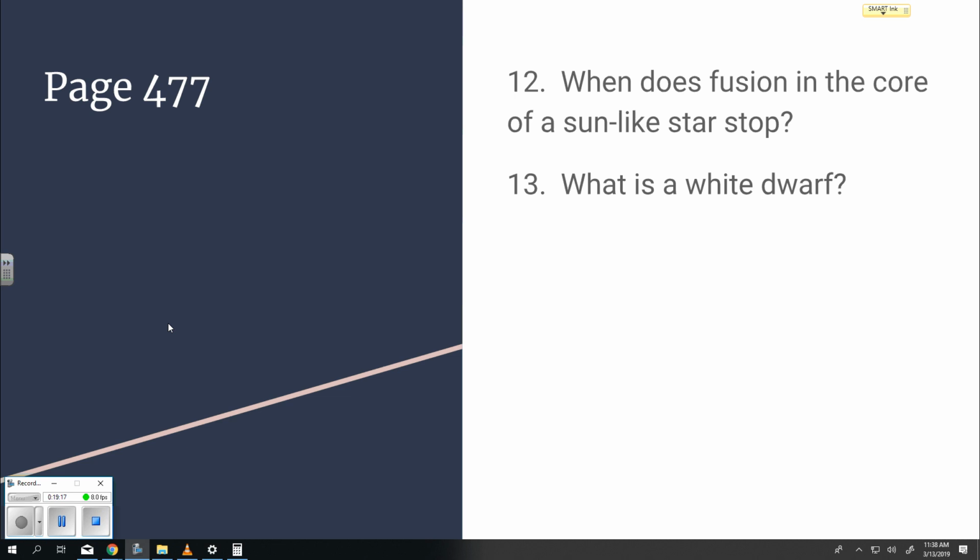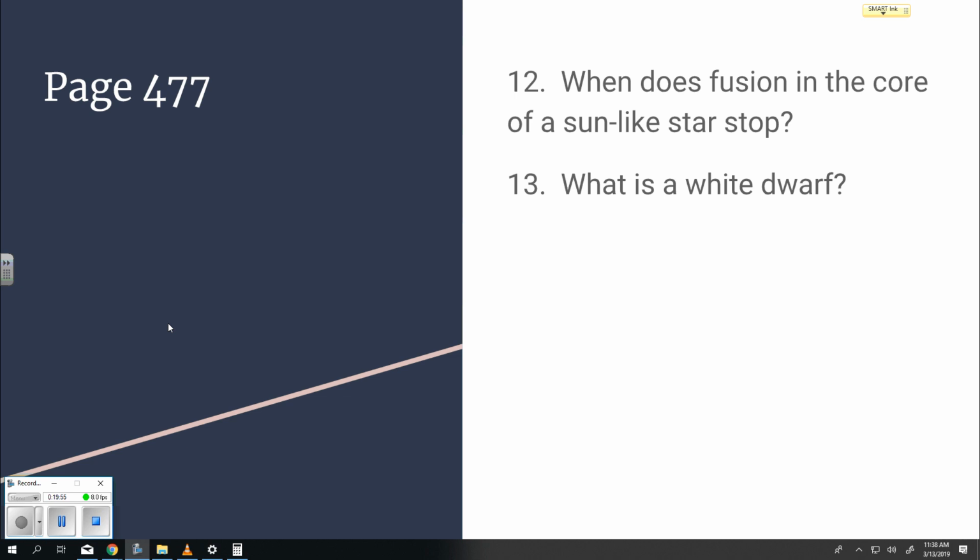The remaining matter from a dying star that has been pulled into a hot, dense core. Again, the remaining matter from a dying star that has been pulled into a hot, dense core.